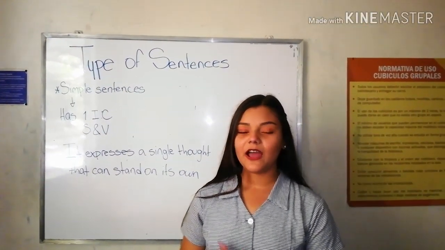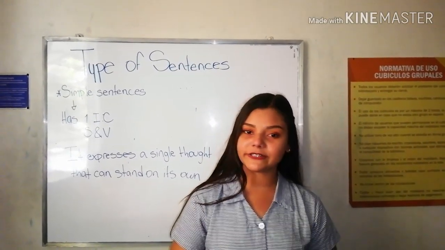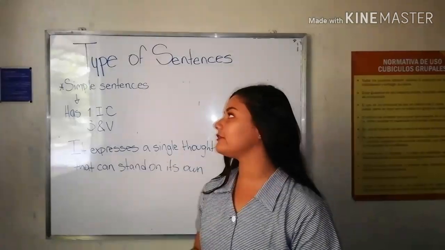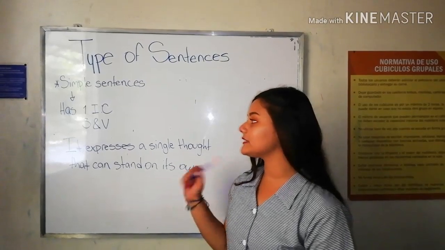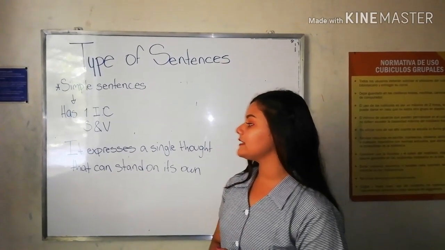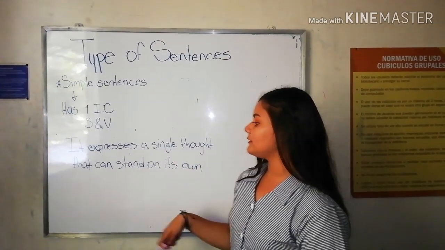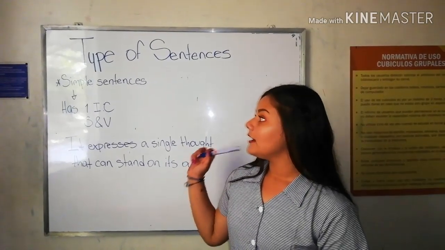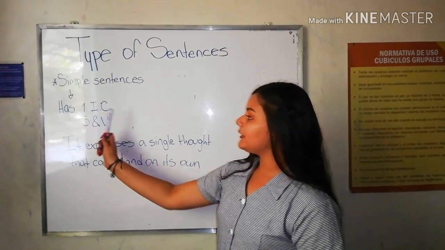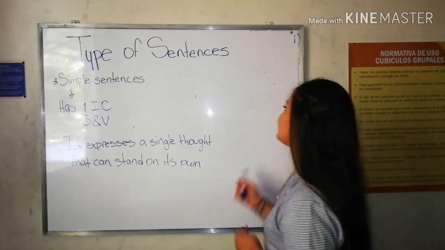In today's video, I'm going to explain to you the types of sentences. First, I'm going to explain a little about simple sentences. A simple sentence expresses a single thought that can stand on its own. The simple sentence has one independent clause, with a subject and a verb.